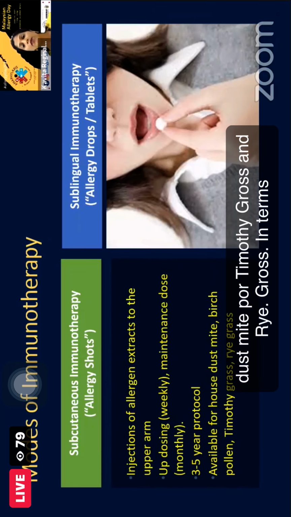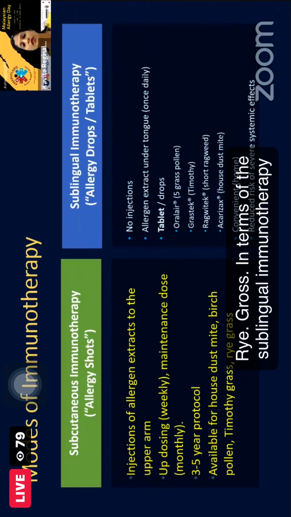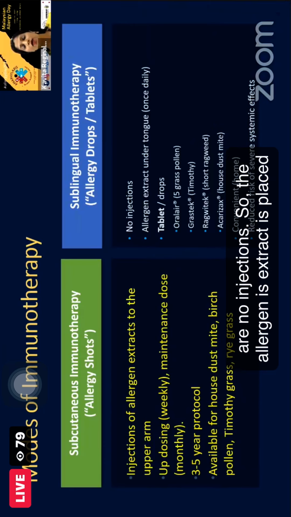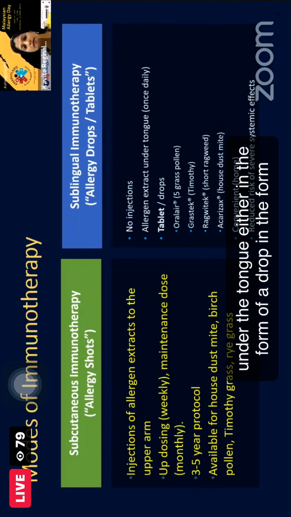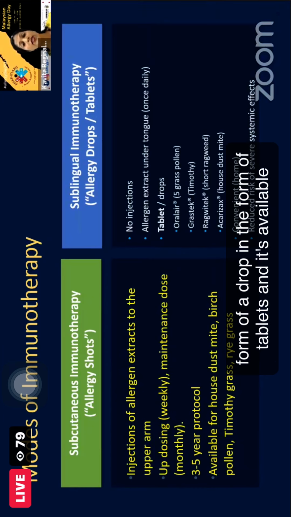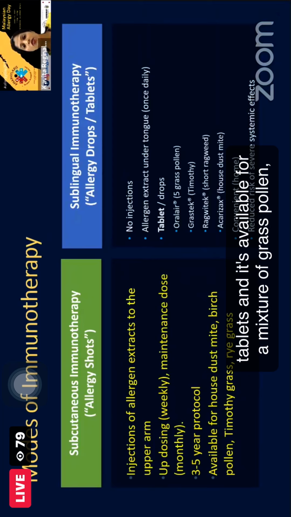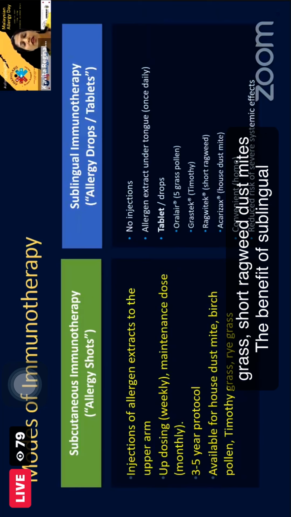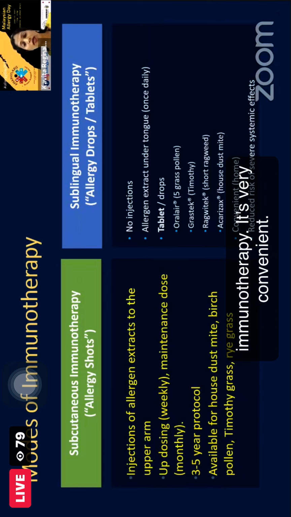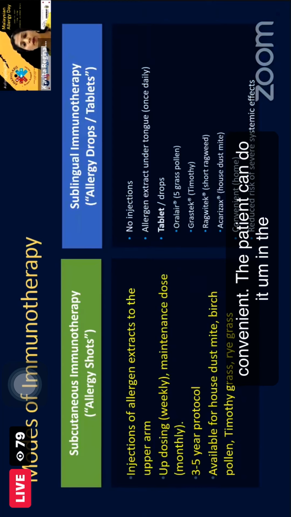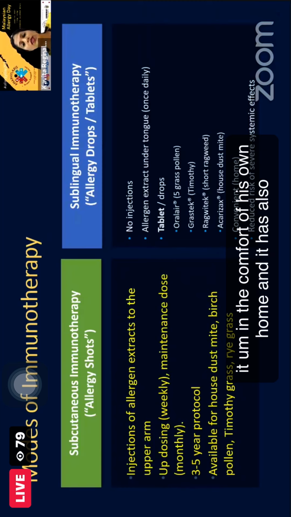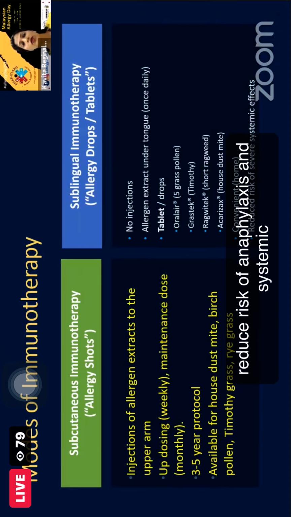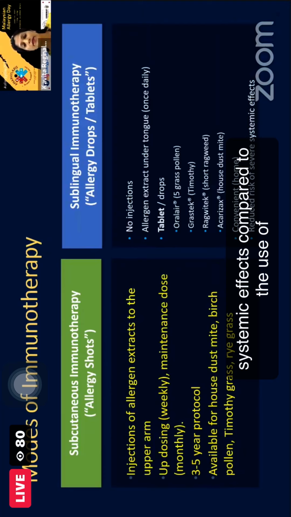In terms of the sublingual immunotherapy, there are no injections. The allergen extract is placed under the tongue, either in the form of a drop or in the form of tablets. And it's available for a mixture of grass pollen or Timothy grass, short ragweed, and house dust mites. The benefit of sublingual immunotherapy is that it is very convenient. The patient can do it in the comfort of his own home. And it has also shown reduced risk of anaphylaxis and systemic effects compared to the use of subcutaneous immunotherapy.